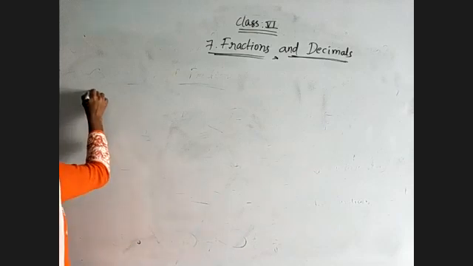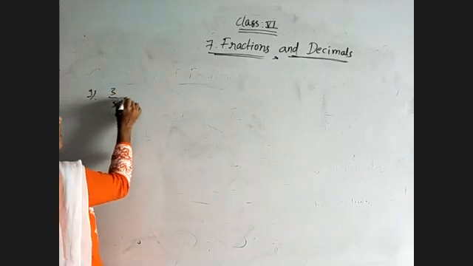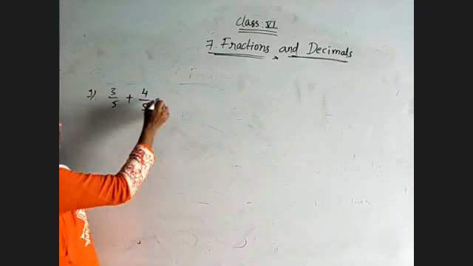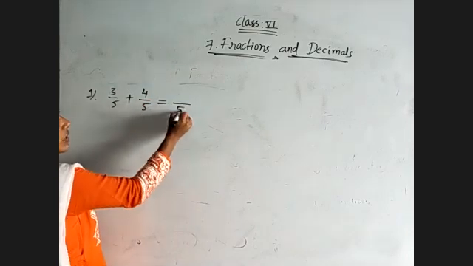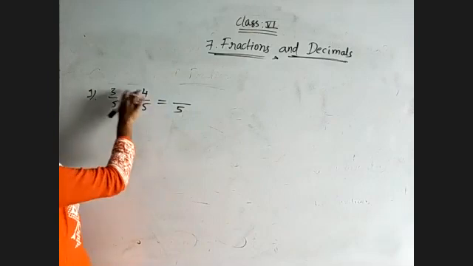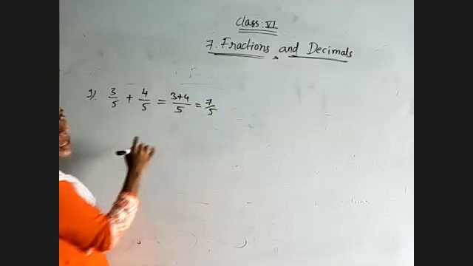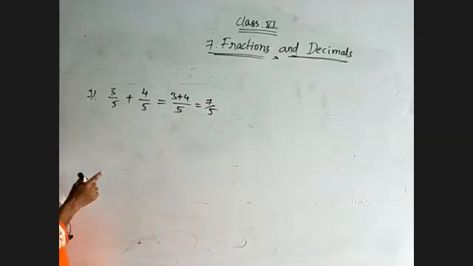See, for suppose I have 3 by 5 plus 4 by 5. Then because both are like fractions, so take the common denominator only once. Just add the numerators, that is 3 plus 4, which is equal to 7 by 5. That's all. In case of like fractions, we will add like this.